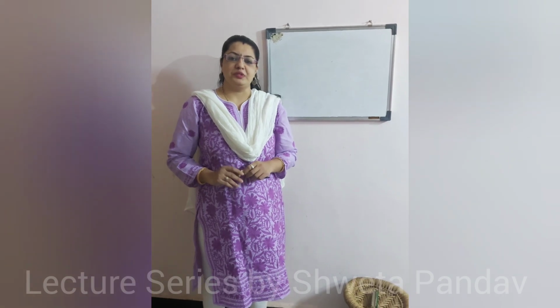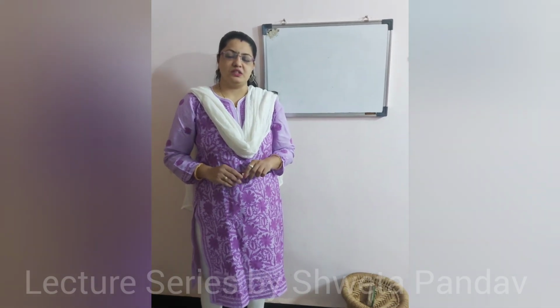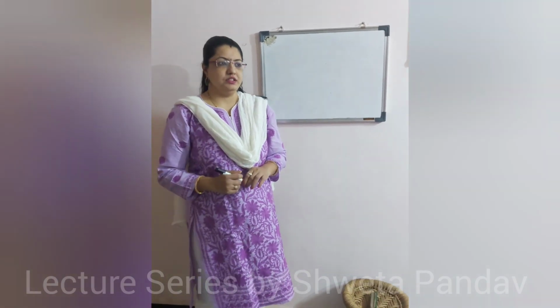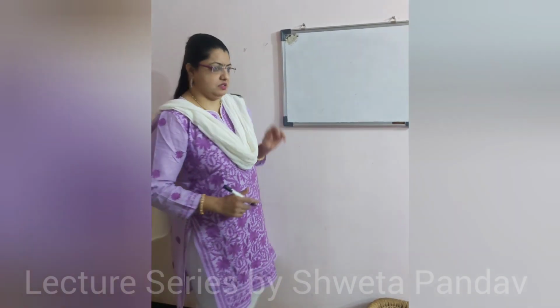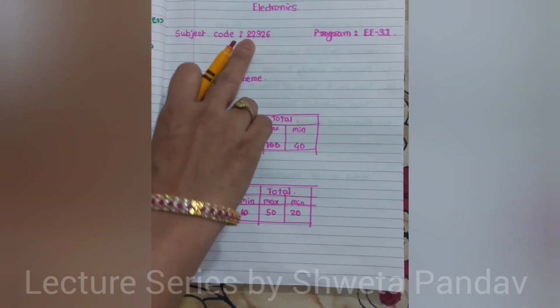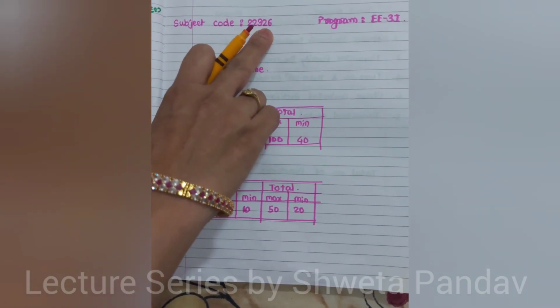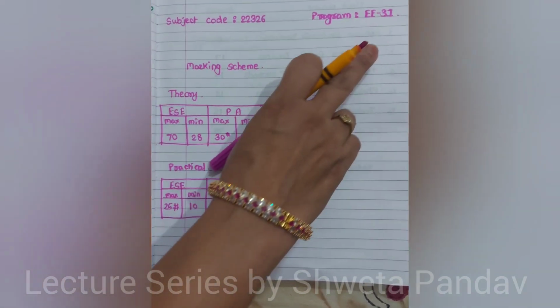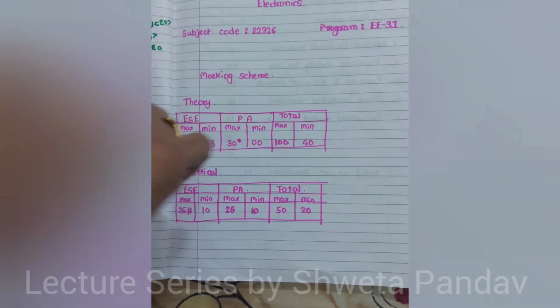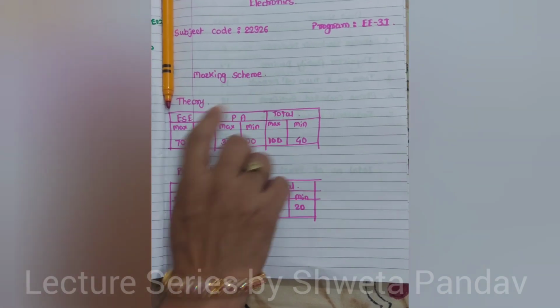Today we will see the marking scheme of the subject, how many practicals there are, how many chapters there are, and what the course outcomes of this subject are. Let us see the marking scheme of theory and practical for this subject. The subject code is 22-326, and this is the subject for electrical second year students, so the program is EE3R. Now what is the marking scheme for theory?